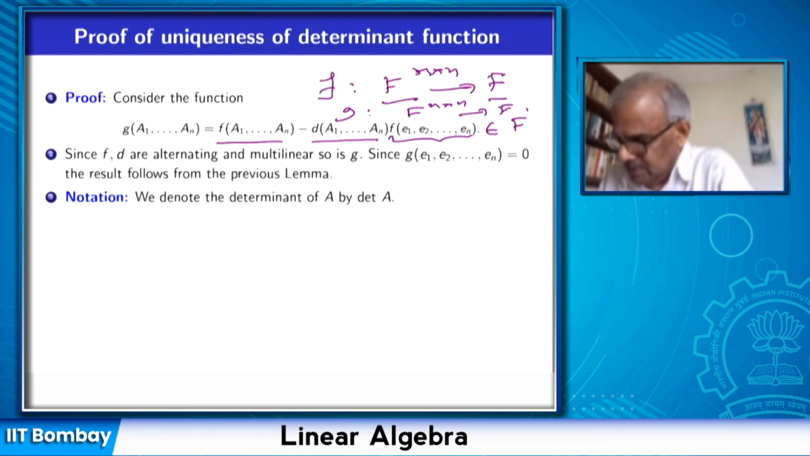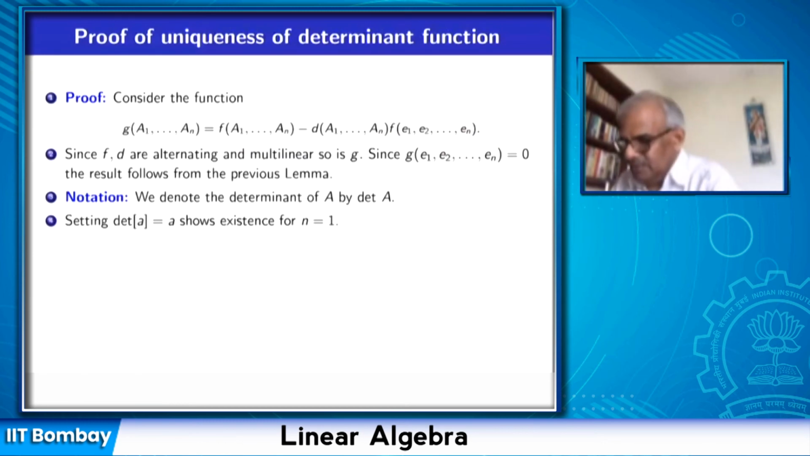G is identically 0 because we've proved that if I operate G on the identity matrix, it is equal to 0, and it is multilinear alternating, and so G turns out to be 0 by the vanishing lemma, and that shows that F is D. So the determinant is unique. Is that fine? Okay. All right.